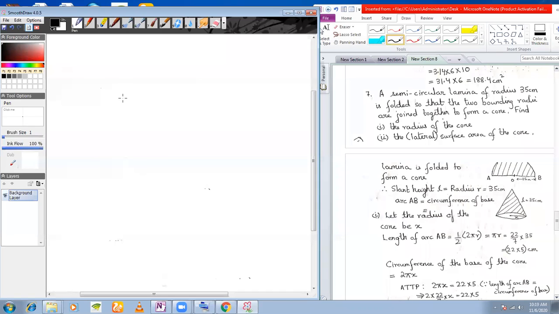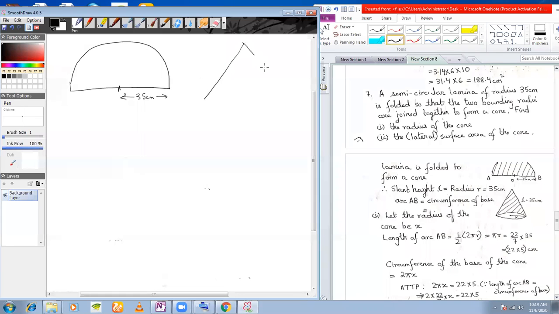So if you see the question here: a semicircular lamina of radius 35 centimeters is folded so that the bounding radii are joined together to form a cone. So you have a semicircular piece here, and this is being made into a cone. This is your center. Radius here is given to be 35 centimeters. This is being made into a cone.